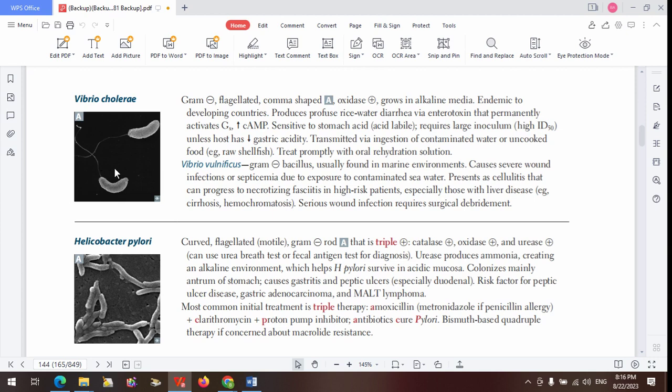We should not forget that all the curved organisms, they are oxidase positive. So Campylobacter jejuni, Vibrio cholerae, Helicobacter pylori, they are all oxidase positive. And the additional feature for Campylobacter is that it can grow at 42 degrees Celsius. The additional feature for this Vibrio is that it can grow in alkaline medium.